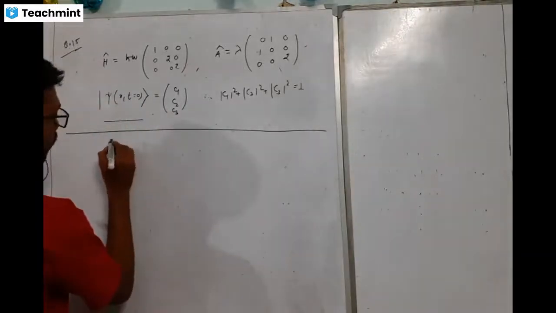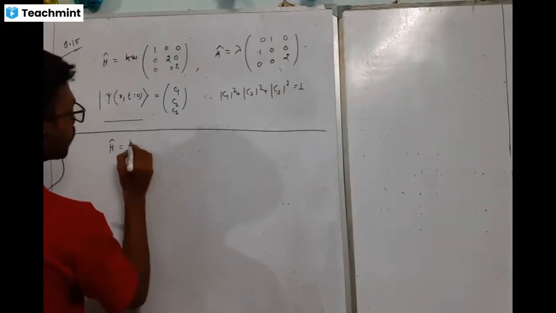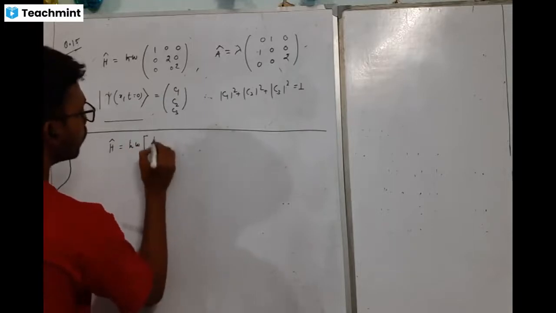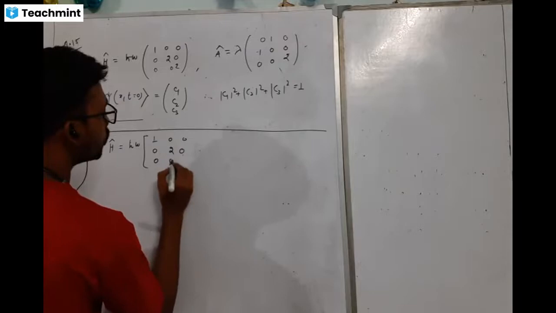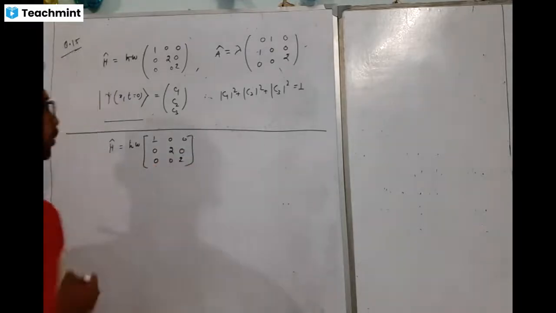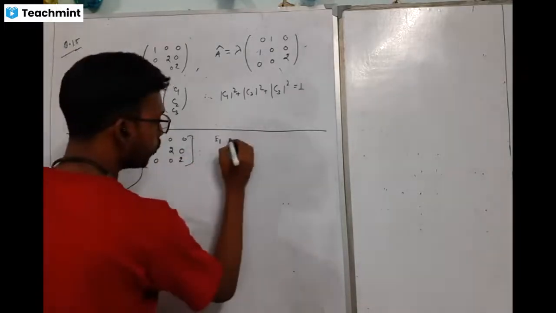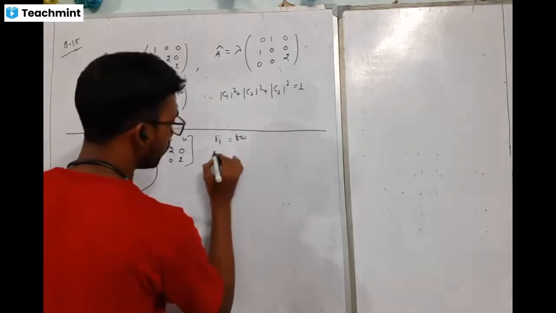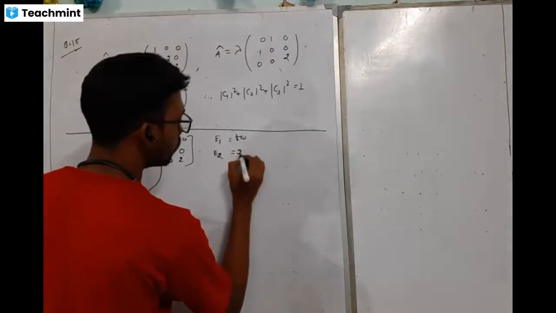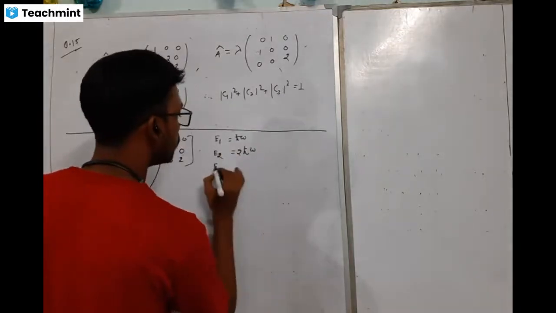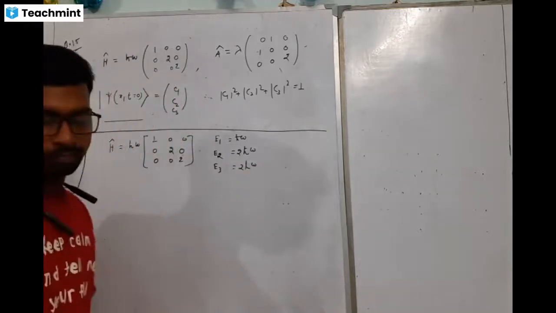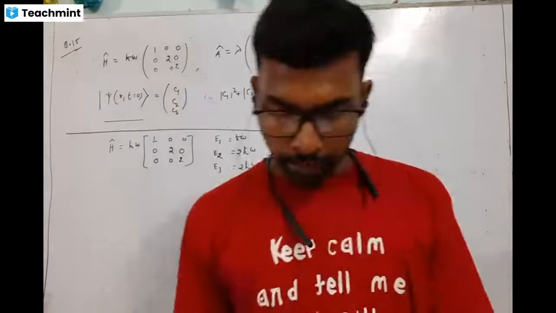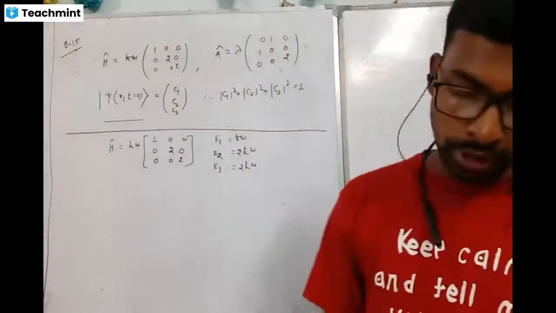So this Hamiltonian is nothing but ħω times the matrix 1 0 0, 0 1 0, 0 0 2. Okay, now the eigenvalues of this expression are E1 equals ħω, E2 equals 2ħω, E3 equals 2ħω.